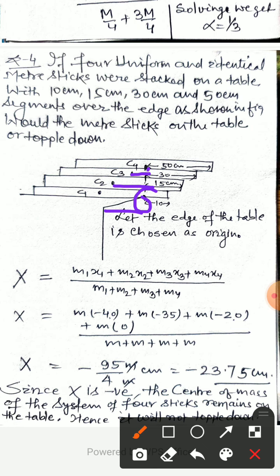Now each scale, let it be of same mass m. Now as the center of mass is located on the left side of the origin, so we can put negative sign in the distances and put in the formula. We get the value of x as minus 23.75 centimeter. Again it is negative, so center of mass of the system lies to the left of the origin, that is on the table, hence the system will not fall down. Thank you for watching.